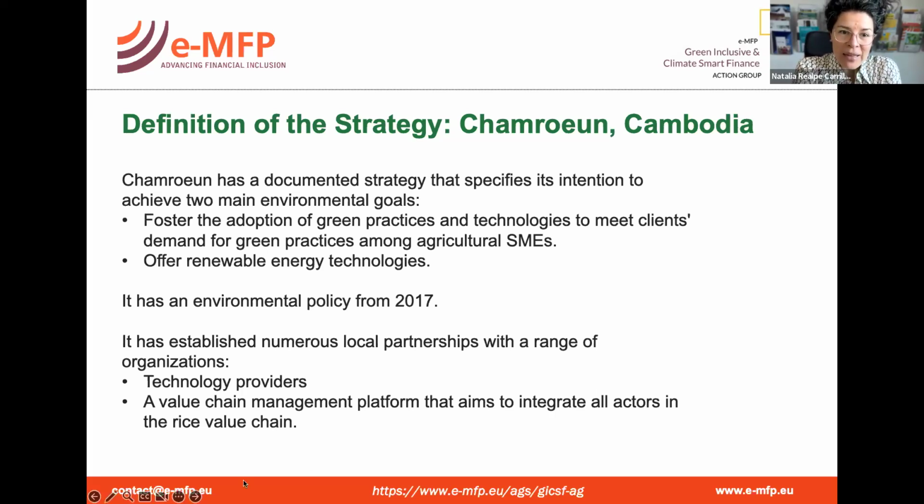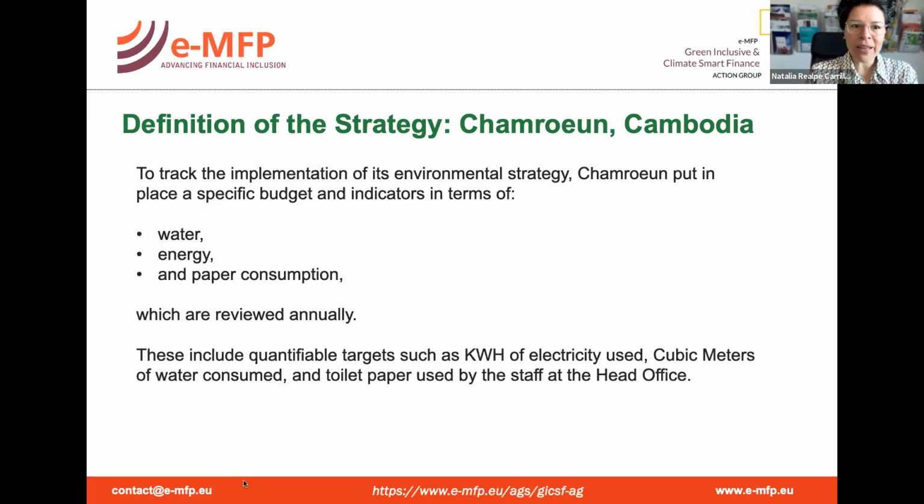They have established partnerships with technology providers and with value chain management platforms aiming to integrate all actors in their rice value chain. And they have as well put in place a specific budget and indicators in terms of their water, energy, and paper consumption, and review that annually. They have quantifiable targets in their kilowatt hours of electricity use, cubic meters of water consumed, and paper used at head office.